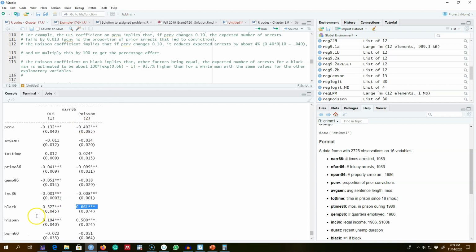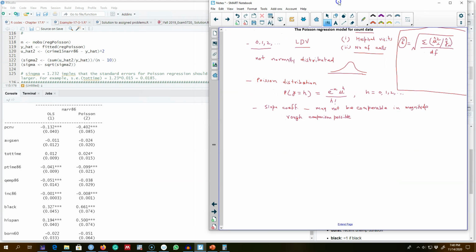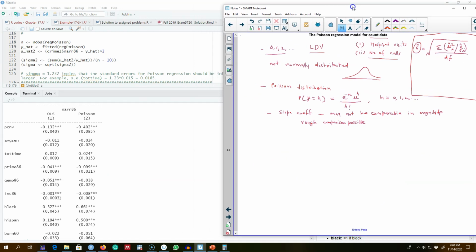Similarly, looking at the coefficient value for this race variable, it shows that other factors being equal, the expected number of arrests is estimated to be about 93.7% higher for a black man as compared with a white man with the same characteristics. We can apply this formula to get this effect. So next I'm going to show you how to get the corrected standard errors for this Poisson regression model.